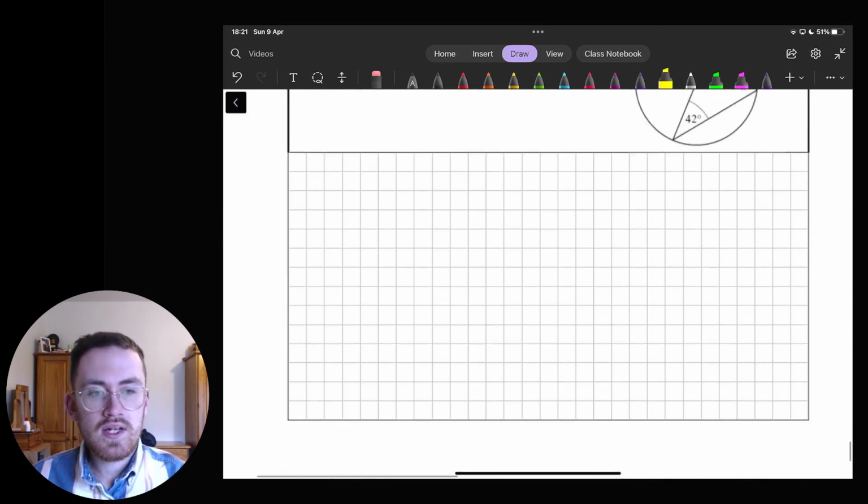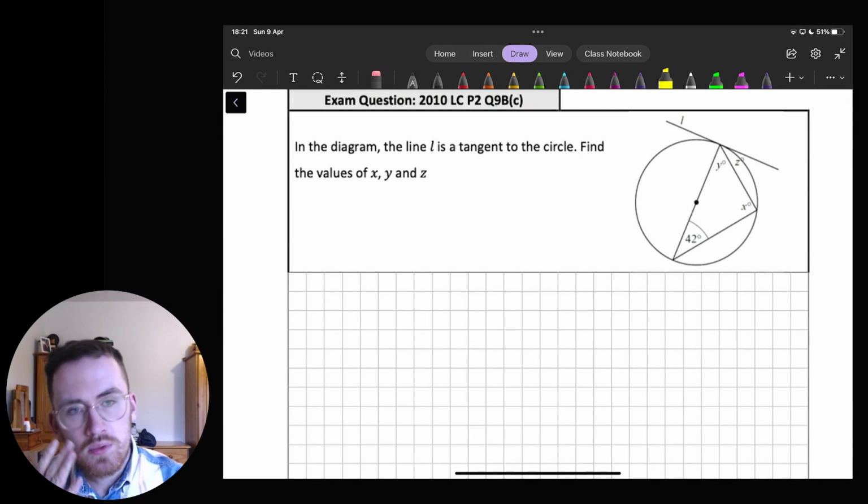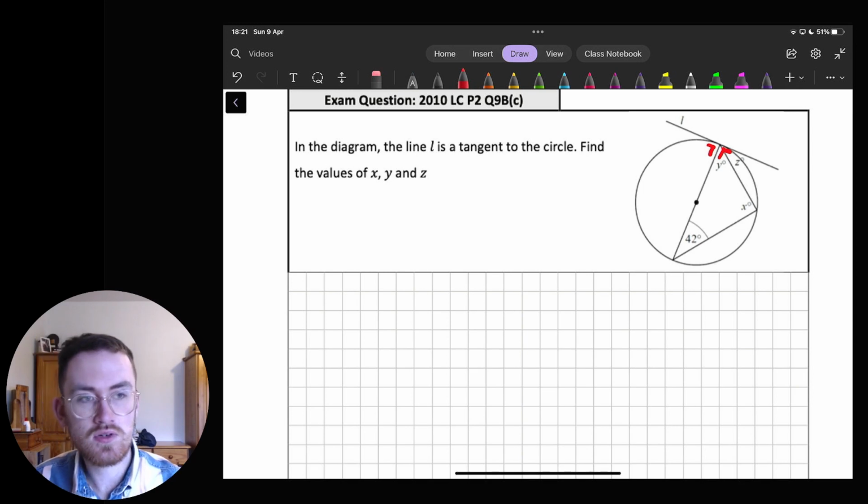So we'll finish off with one last exam question then. In this diagram, the line L is a tangent to the circle. So we're thinking tangent. We know a tangent is perpendicular to the radius, so that's probably going to be important. We want to find the values of x, y, and z. So the tangent is perpendicular to the radius, which means that these two angles here are 90 degrees. Again, that's probably going to be important for us.